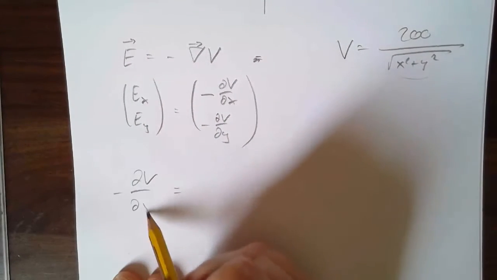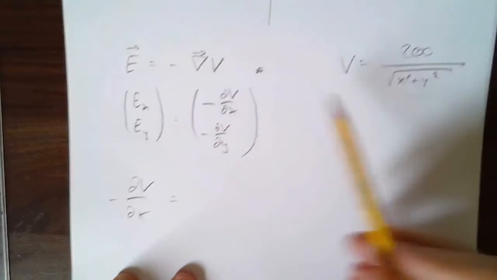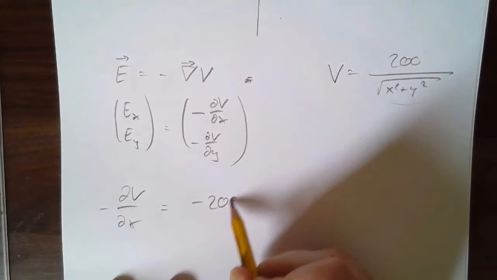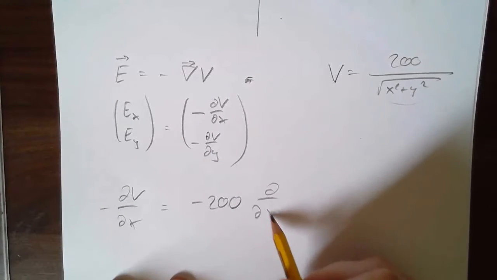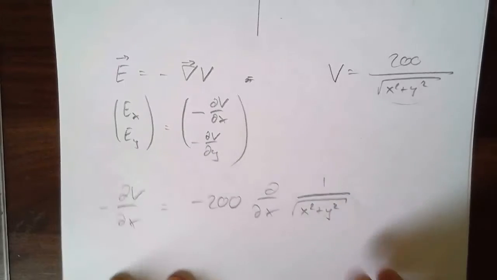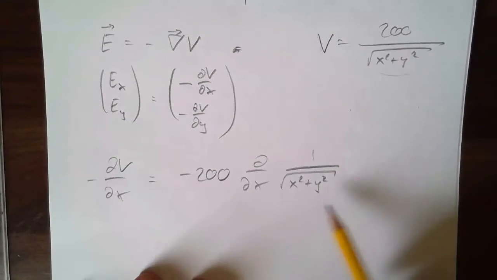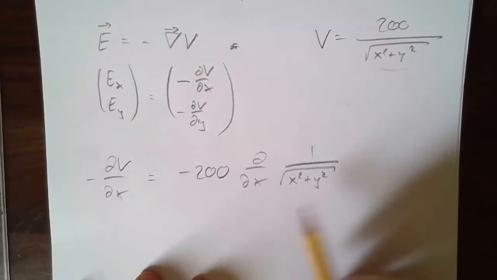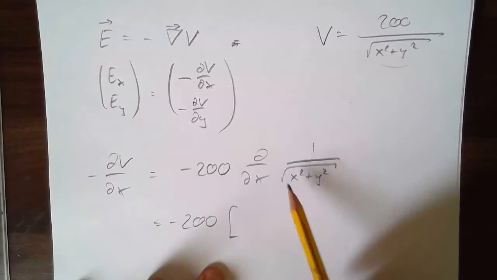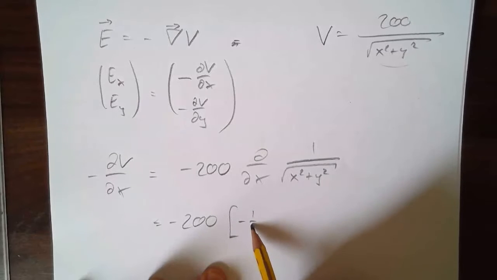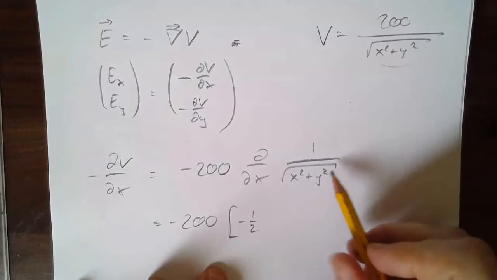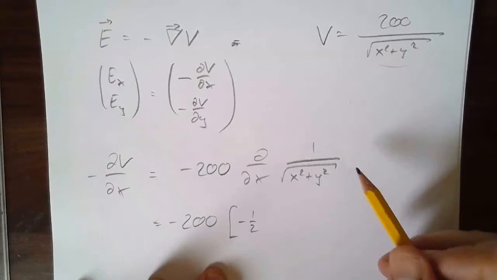Minus dV/dx is going to be minus the x derivative of this. So I can take out a 200 and a minus: minus 200 d/dx of 1 over this. We're just taking the derivative. That is easy, I know how to do that. I'm going to apply the chain rule. It's minus 200 times minus 1/2. So this is x squared plus y squared to the minus 1/2.